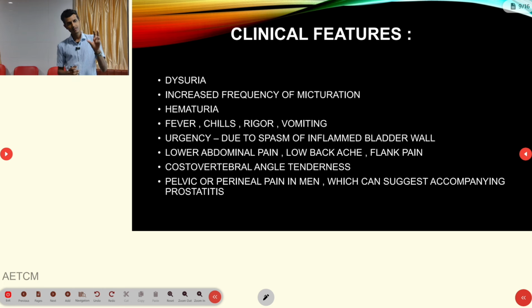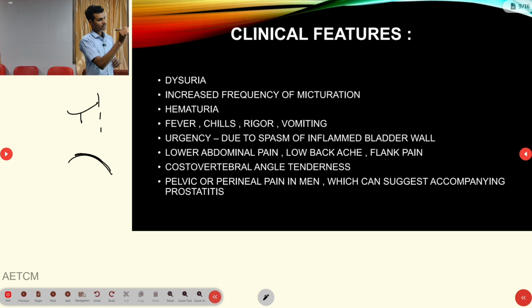Where is the flank region? The flank region is the space between your 12th rib and the ilium of the hip bone. That is the space of the flank region. Laterally, how do we define it? This is the imaginary line of the anterior axillary line, and this is the imaginary line of the posterior axillary line. This is the area where we have the flank.